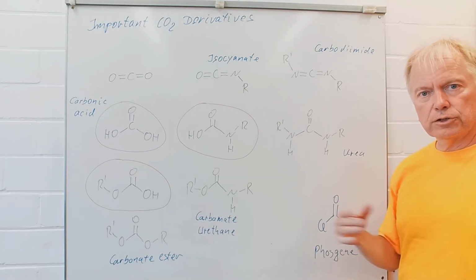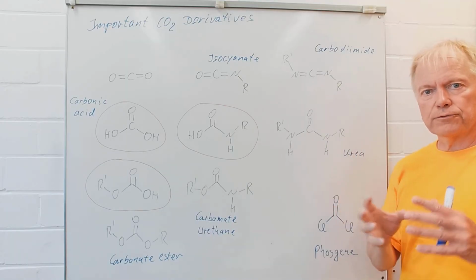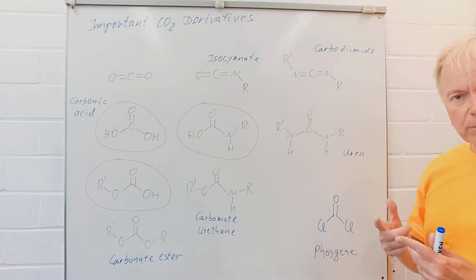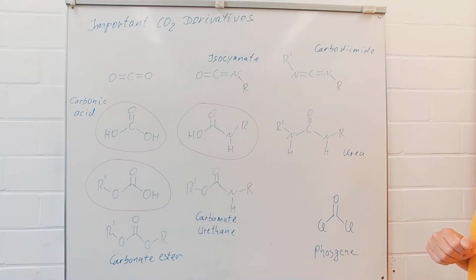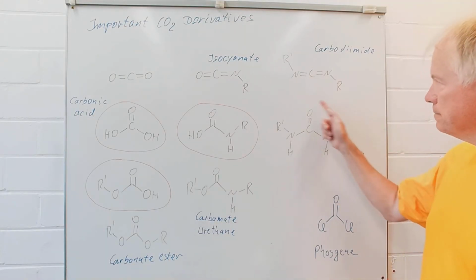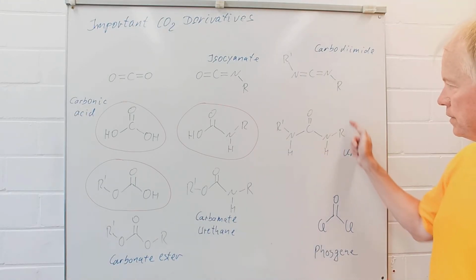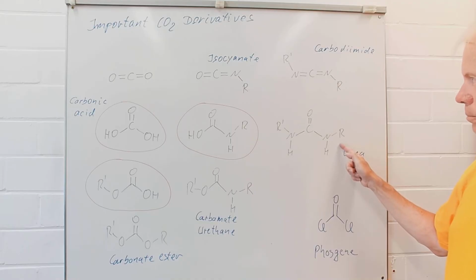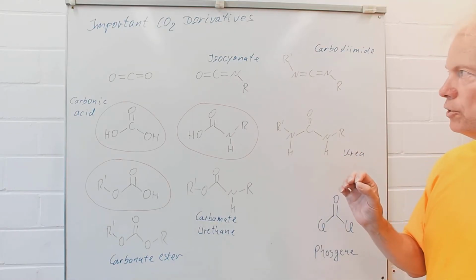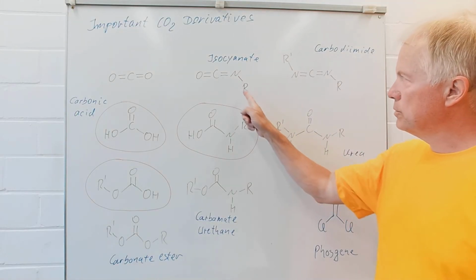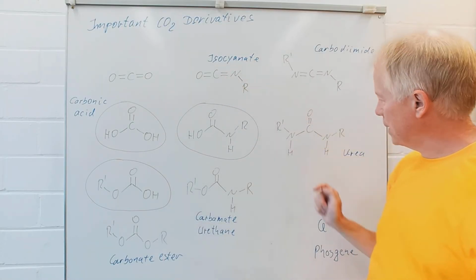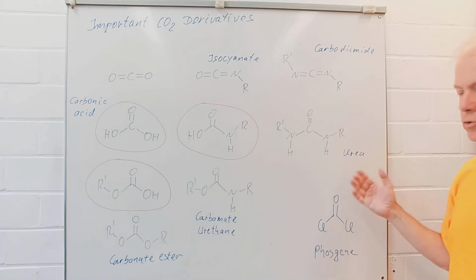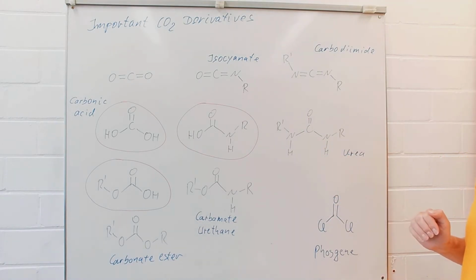For instance, forming amides from carboxylic acids and primary and secondary amines. Here, well, this kind of structure can be formed by the addition of a primary amine to an isocyanate, and these structures are called urea derivatives.